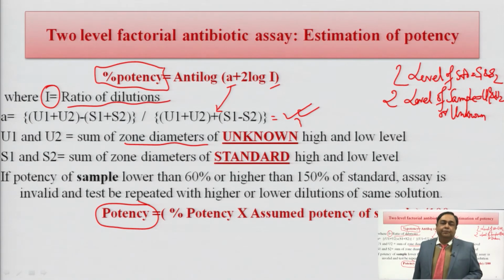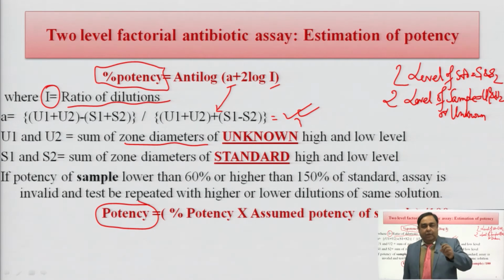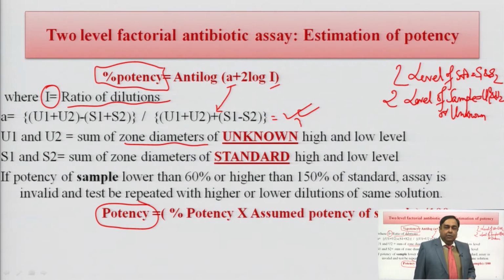So, with the help of the formula written, you will be in a position to estimate the value of percentage potency, and the potency which is assumed multiplied by this percentage potency divided by 100 will lead to the development of the calculated potency after the process of experimentation.